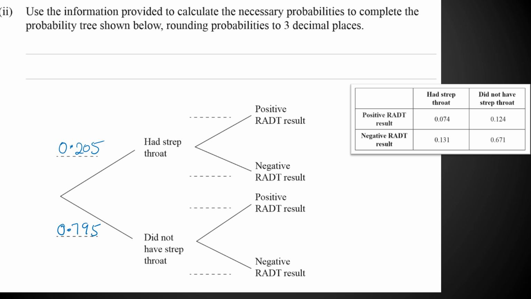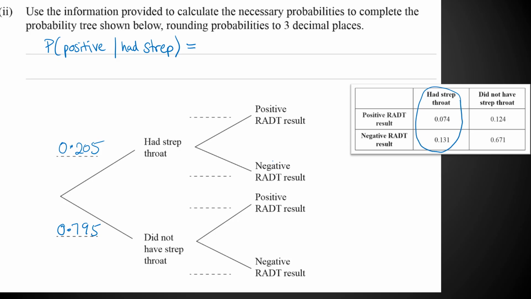Now the next bit's a little trickier, and I expect a lot of people did this wrong and just simply wrote the numbers from the table on, but we're talking about conditional probability for the next step. So that top branch is what's the probability that they had a positive test result given that they had strep throat. So for that, we are only looking at the people that had strep throat.